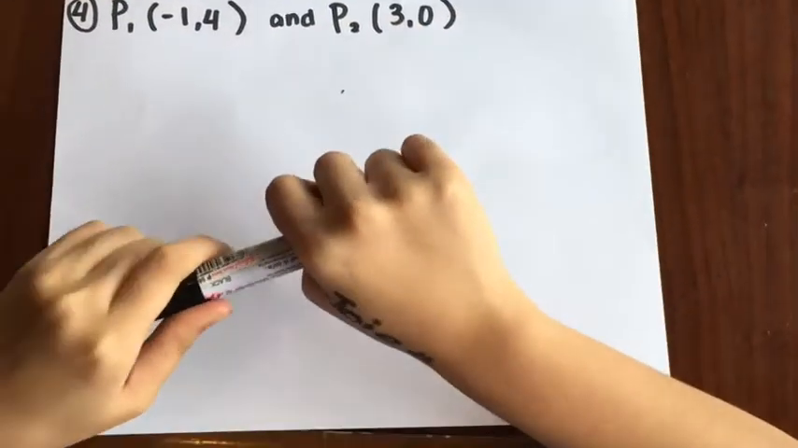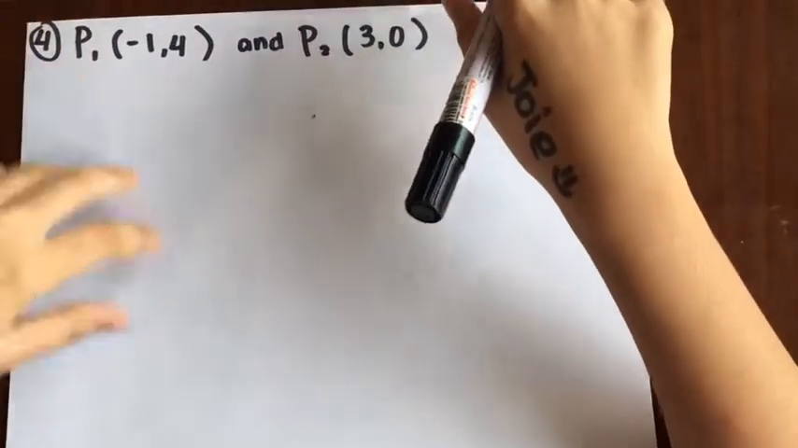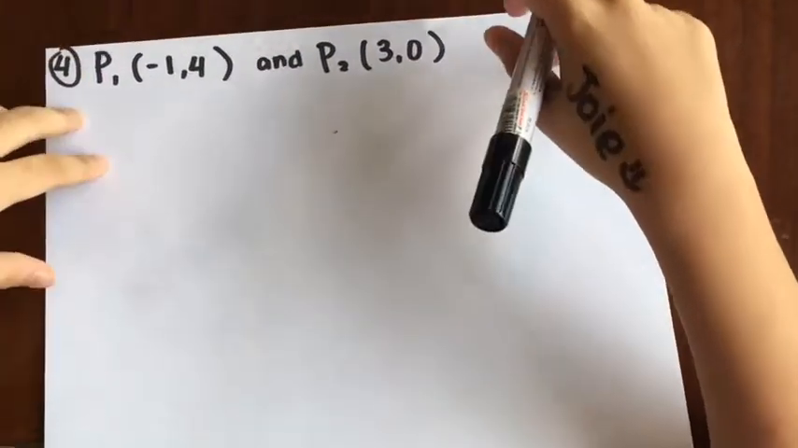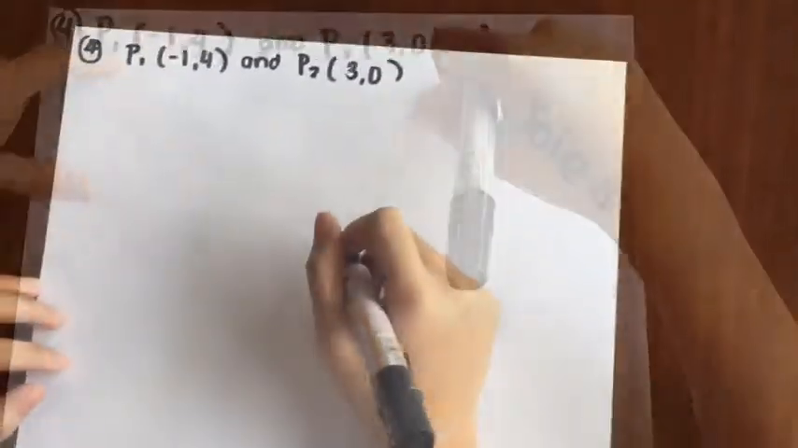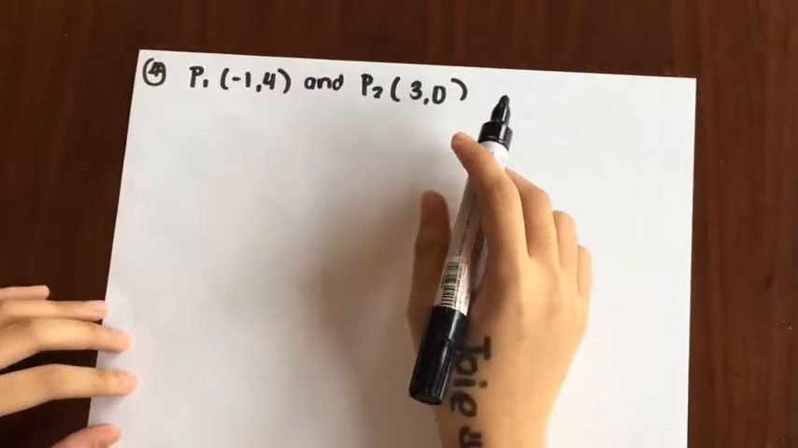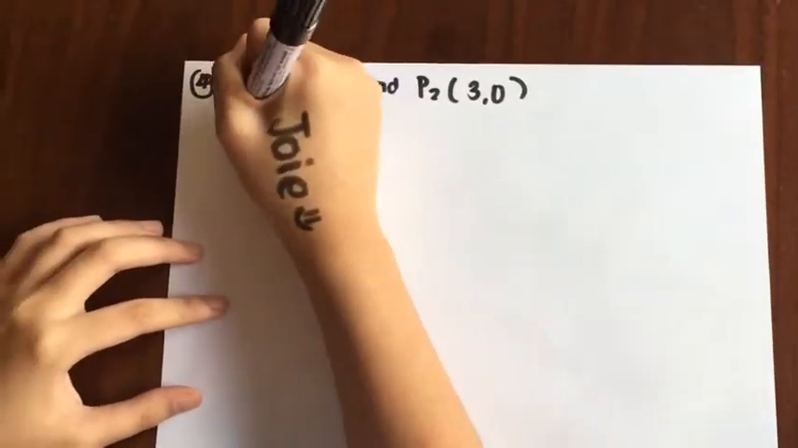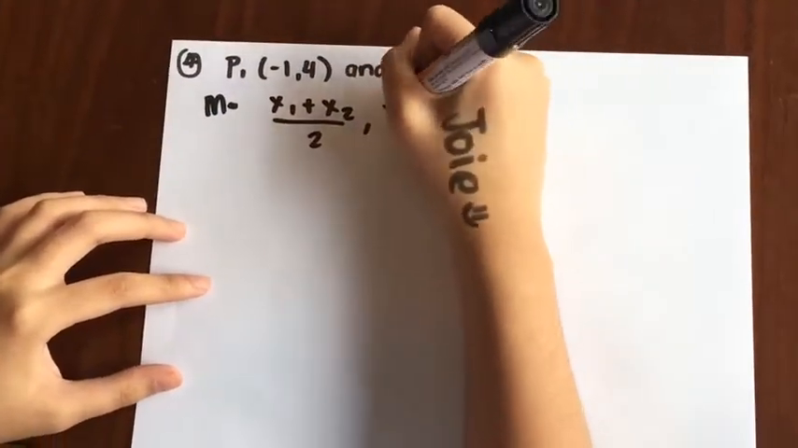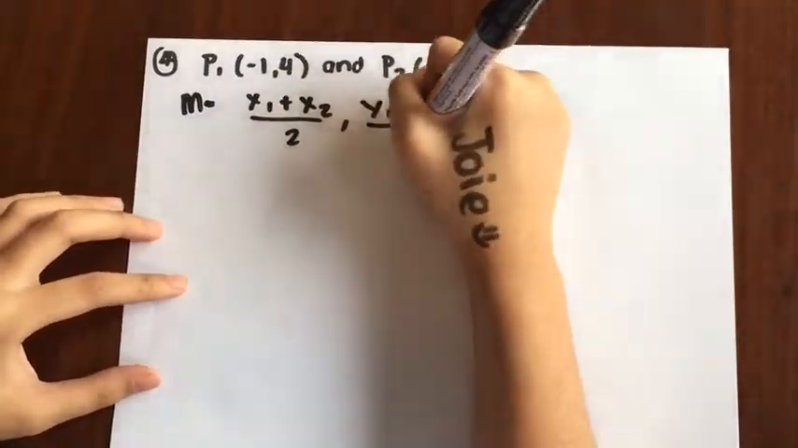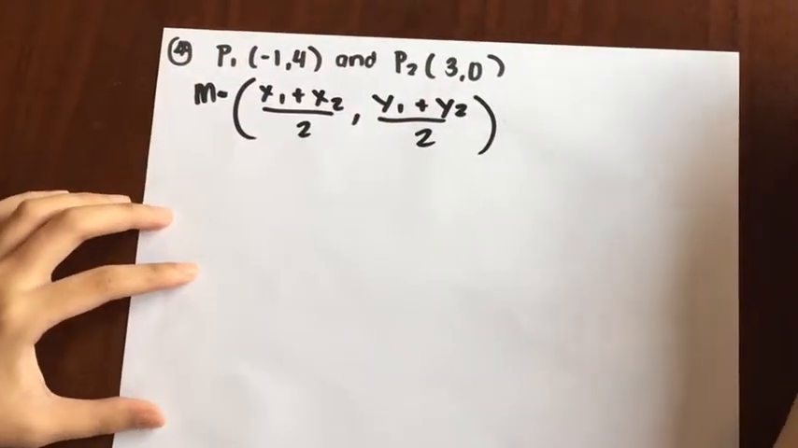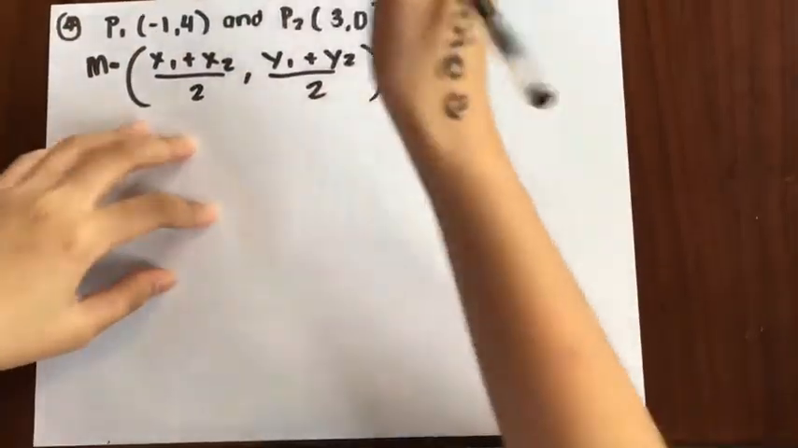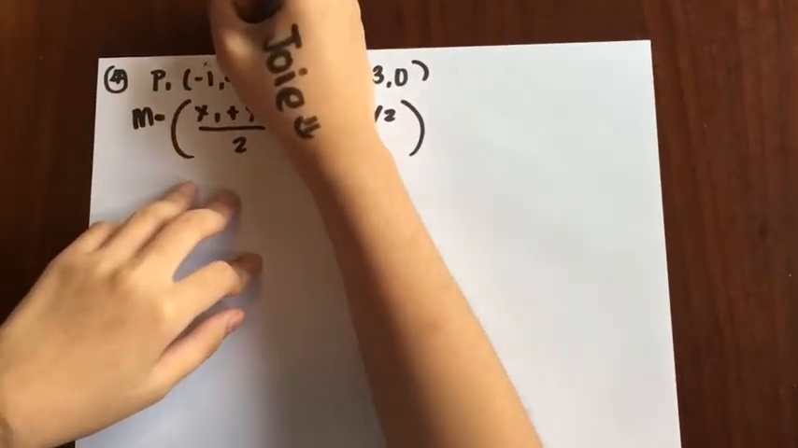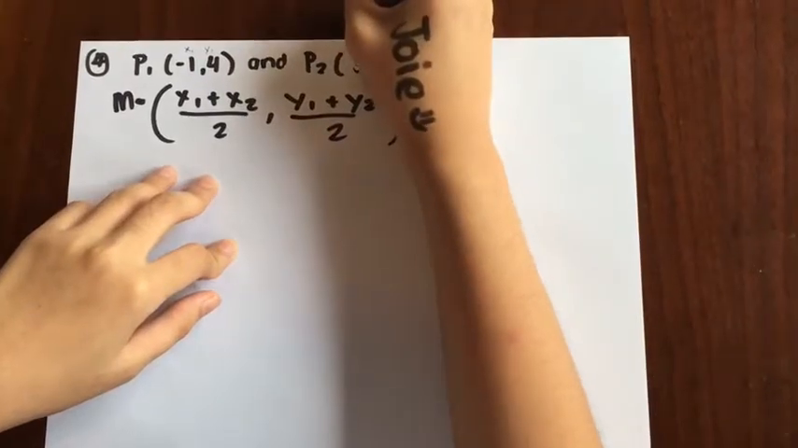For number 4, we have the endpoints of the diameter of the circle. We have point 1, which is negative 1, 4, and point 2, 3, 0. Wala nang ibang given, so hanapin natin yung center using the midpoint formula, which is m is equals to x sub 1 plus x sub 2 over 2, y sub 1 plus y sub 2 over 2. Ito ang ating x sub 1, y sub 1, x sub 2, y sub 2.